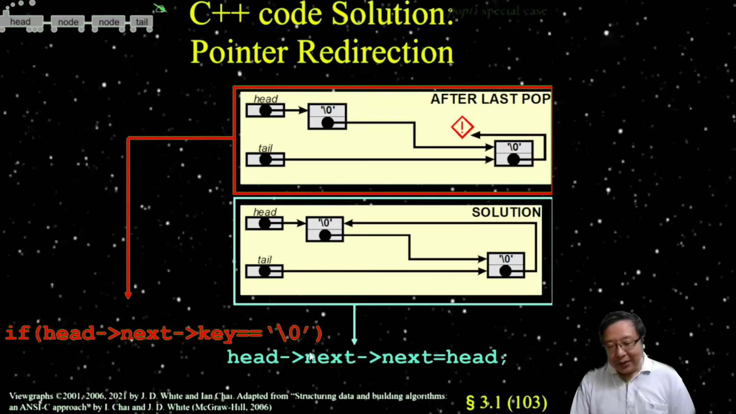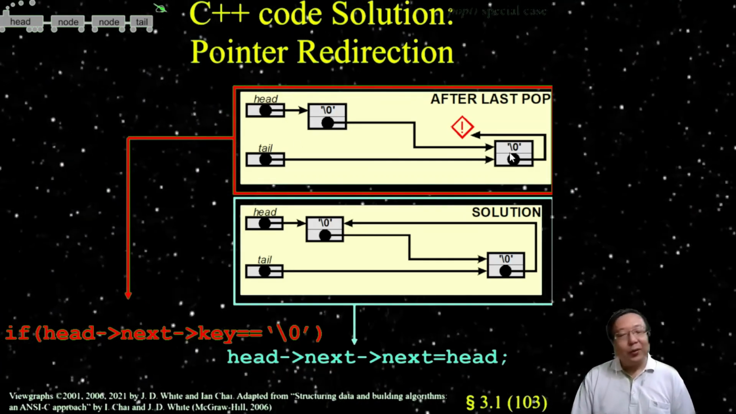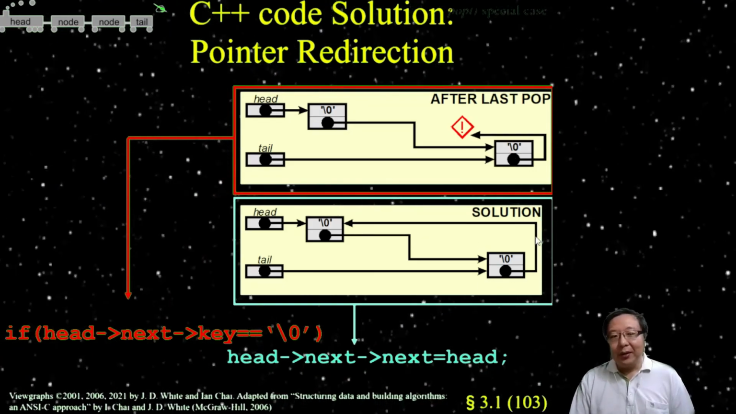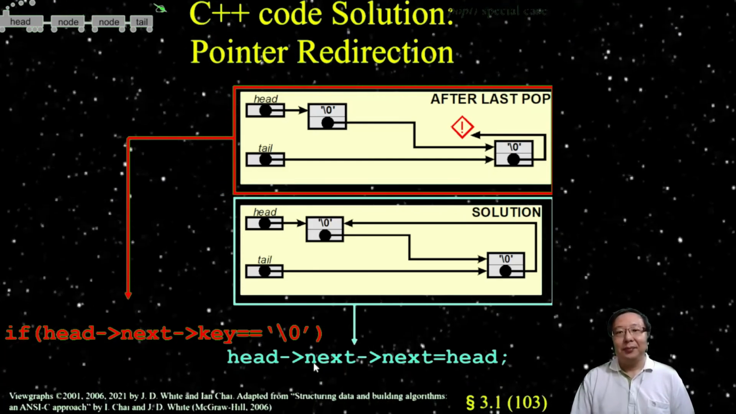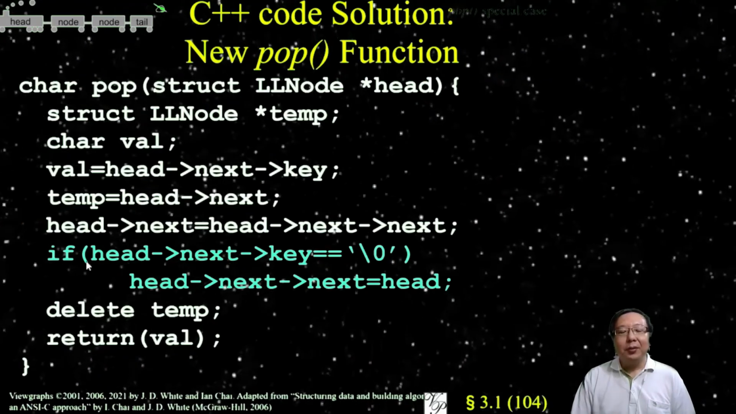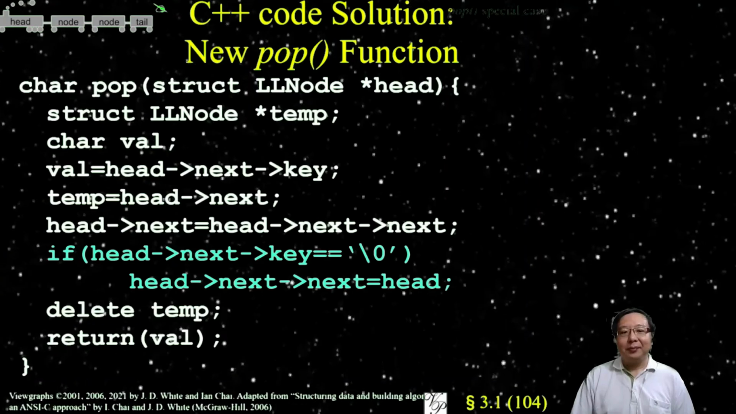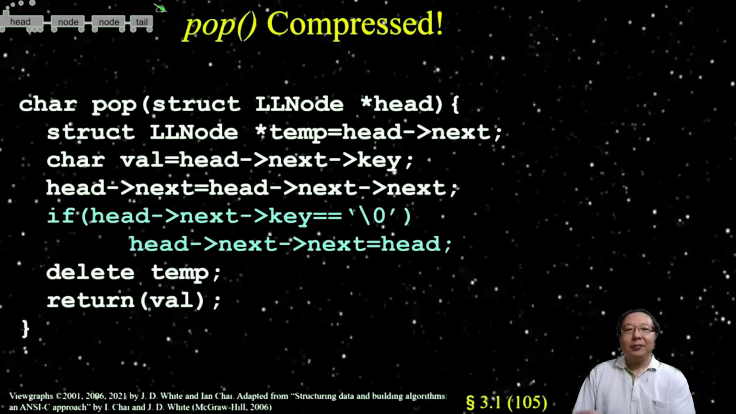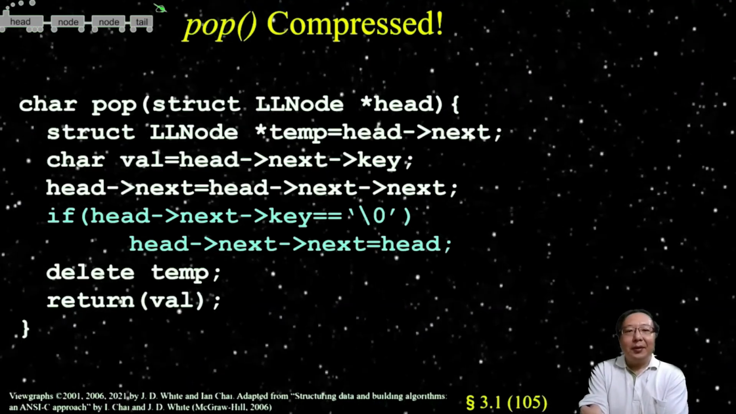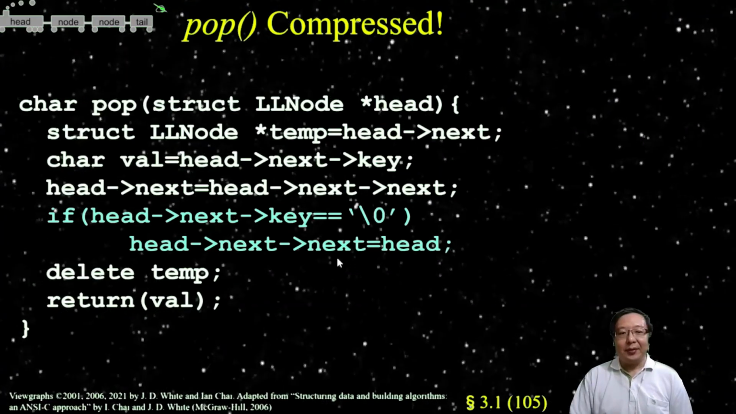So we add this if. If from the head we get to the tail without finding anything in between, then we need to point the tail back to the head. Okay? So, by adding this code, then it works again.